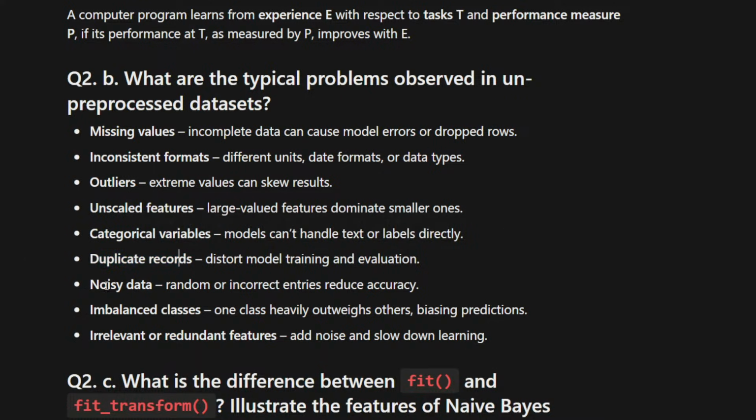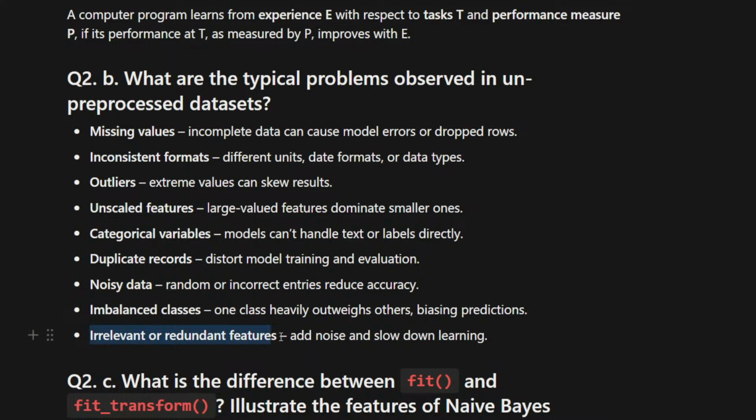Duplicate records can be present, the data can be noisy, and the classes are imbalanced. Imbalance means one class heavily outweighs others. So it means that one feature will affect the output more than all the other features. This can be reduced by scaling.